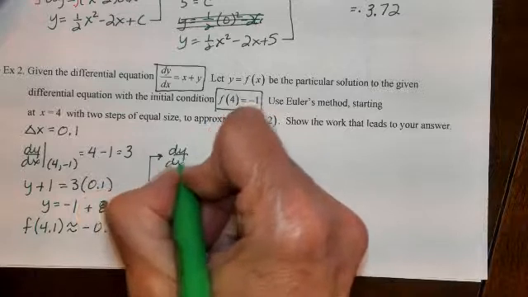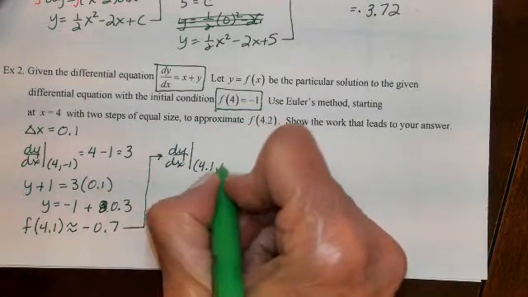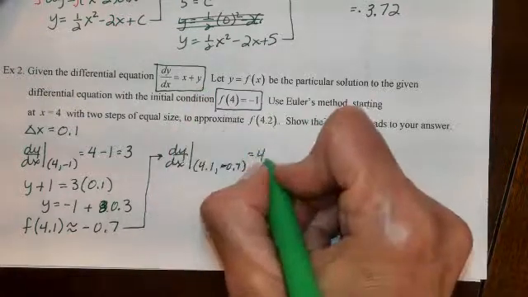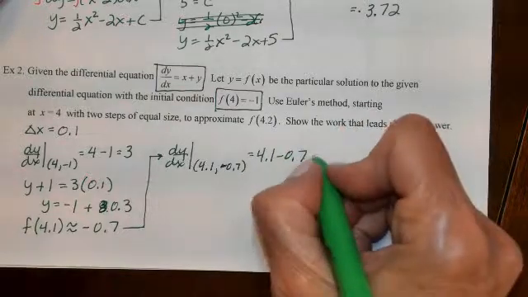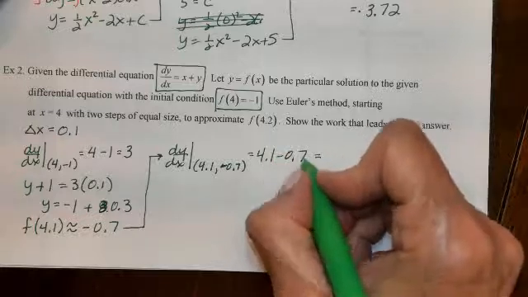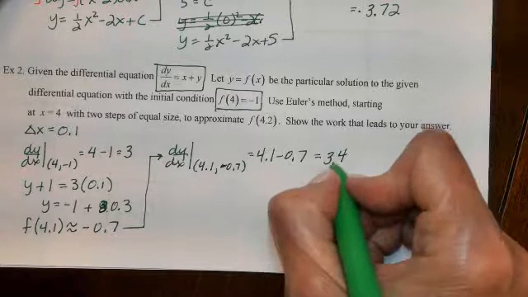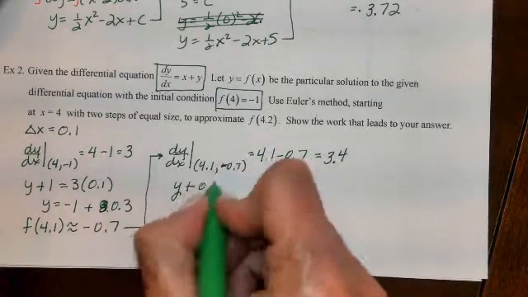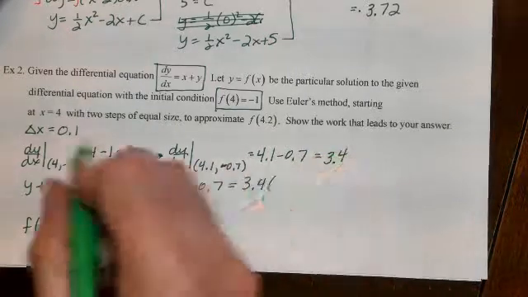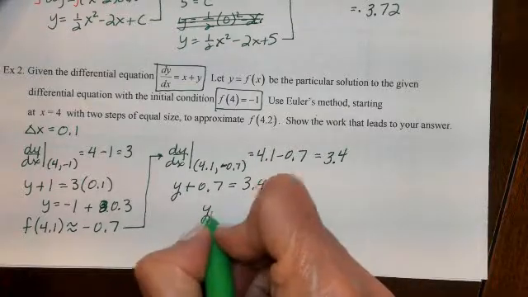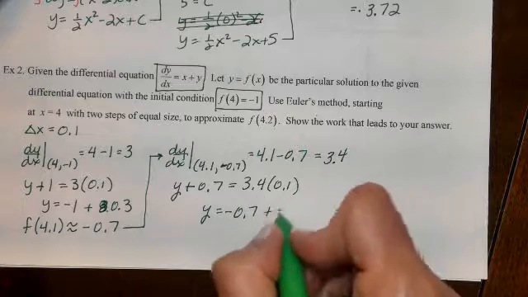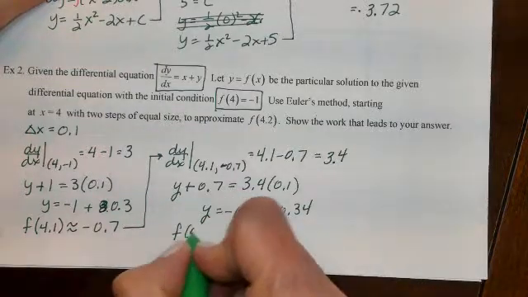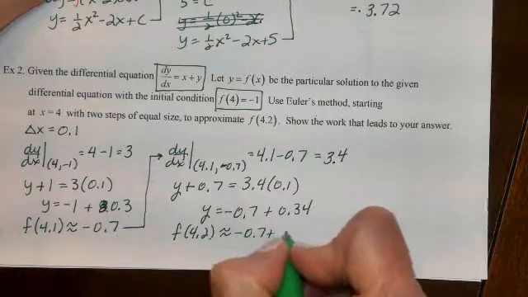Now we use that point to find our next slope. Okay? So I'm plugging in 4.1 for x and -0.7 in for y. Here we go again with subtracting decimals. But anyway, 11 minus 7 is 4. Okay, 3 minus 0 is 3, and that is a positive 3.4. Okay, equation of a line. Y minus the y value is equal to our slope we just found times delta x. So y will equal -0.7 plus 0.34. Okay, this might be a good time to say stop. So f at 4.2 is approximately -0.7 plus 0.34.